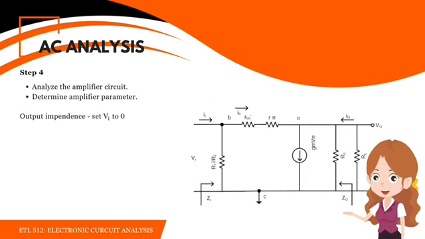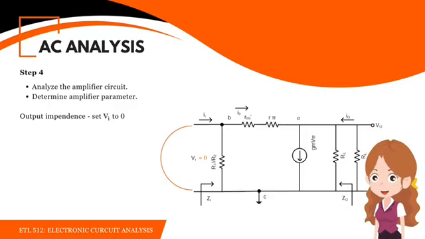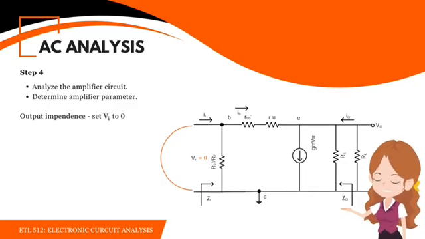Next, the output impedance. Since RC is infinity, it has no effect. So the output impedance is simply equal to the collector resistor RC. That means Zout equals 3.9 kiloohms.